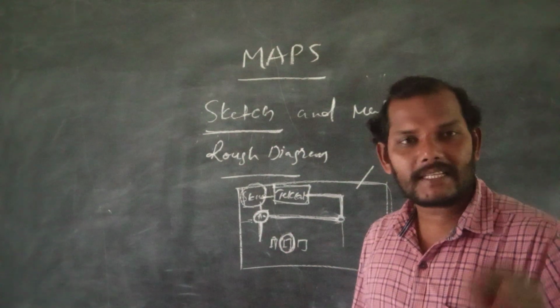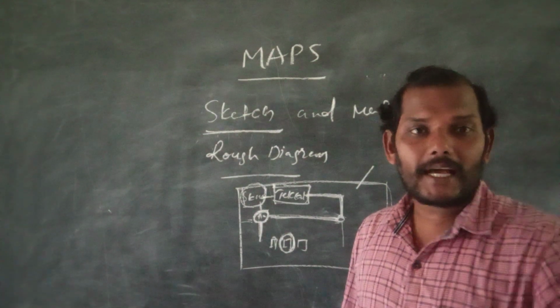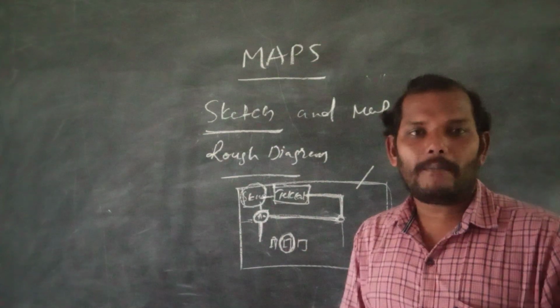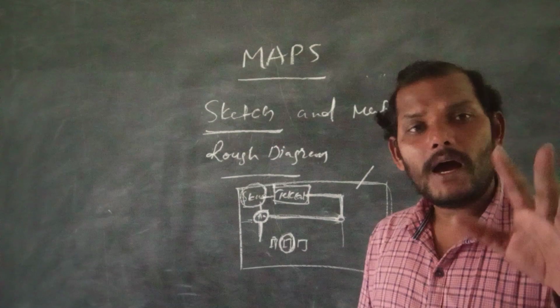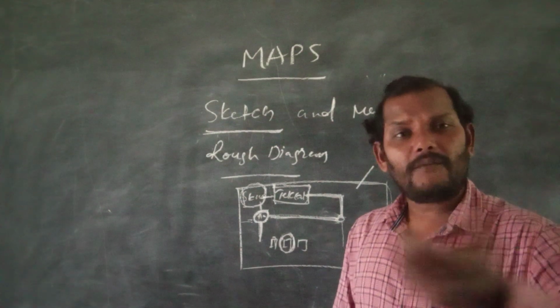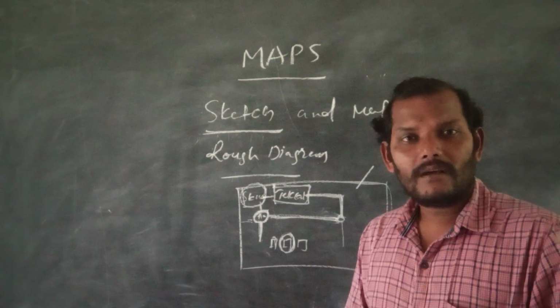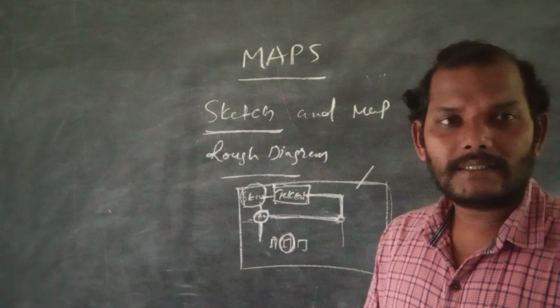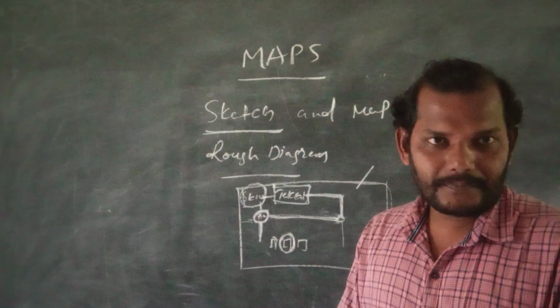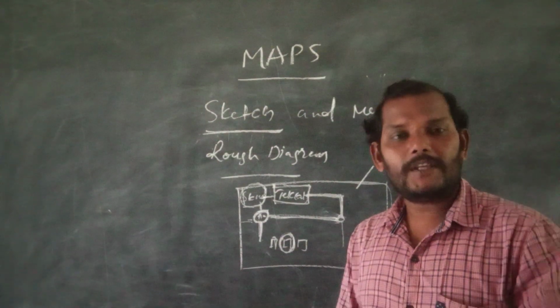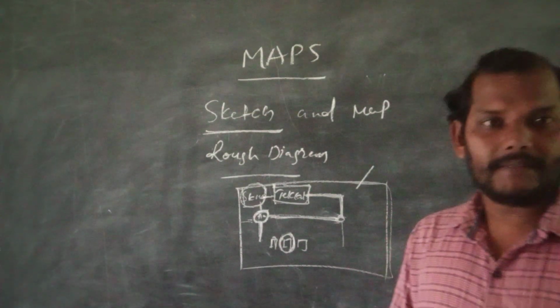It is called a sketch. Sketch means a rough diagram giving some information about the particular area. What is the difference from the map? Here the map means some other features are there. In the map, other features are there. What are the other features?